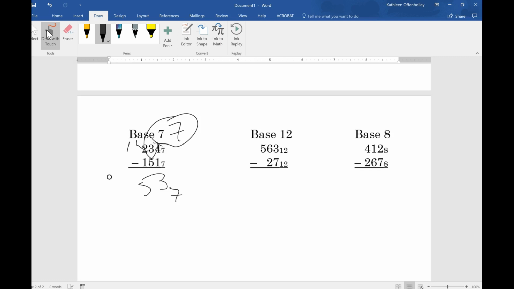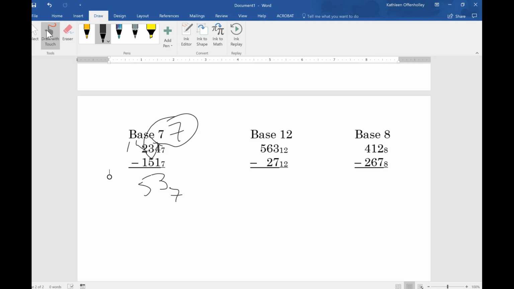If you're feeling kind of confused, you might want to stop the video, draw out the blocks, and see the trading for yourself. Remember that 2 is 2 base 7 flats. Then you got 3 base 7 rods and 4 ones. And you can see that you could trade 1 flat for 7 rods.